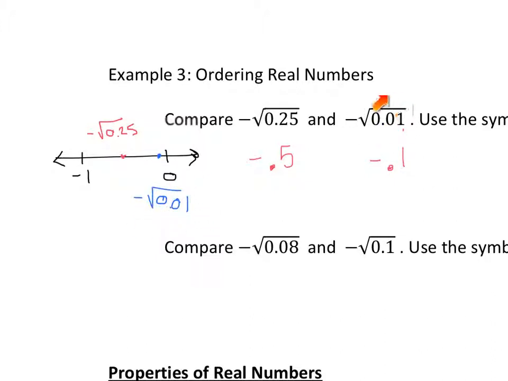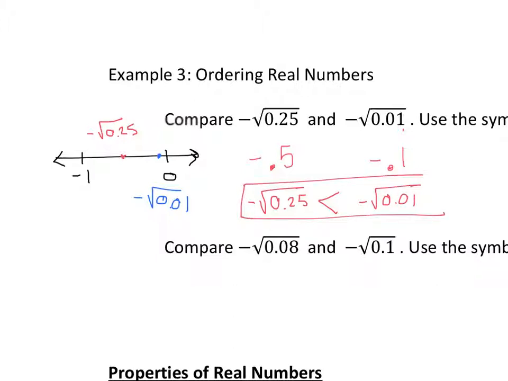Okay, so this one is bigger, which means this one's smaller. So what do we replace the blank with? The smaller number comes first, so we're going to replace it with a less than. So negative square root of 0.25 is less than negative square root of 0.01. That is our answer.